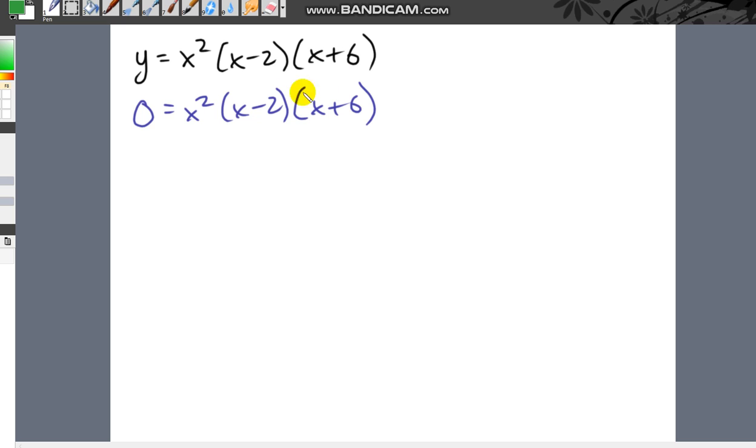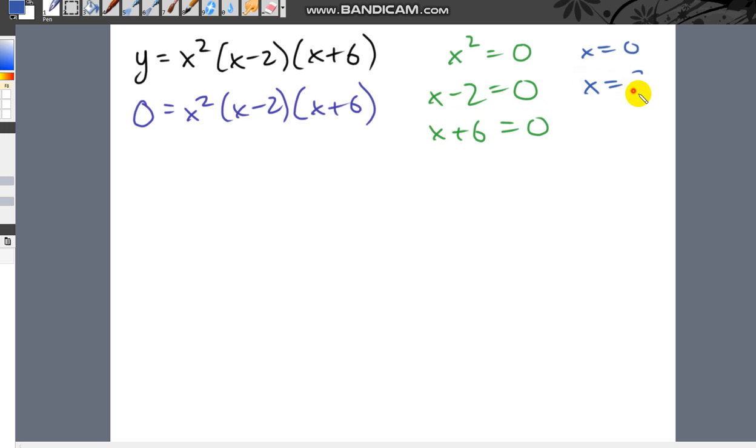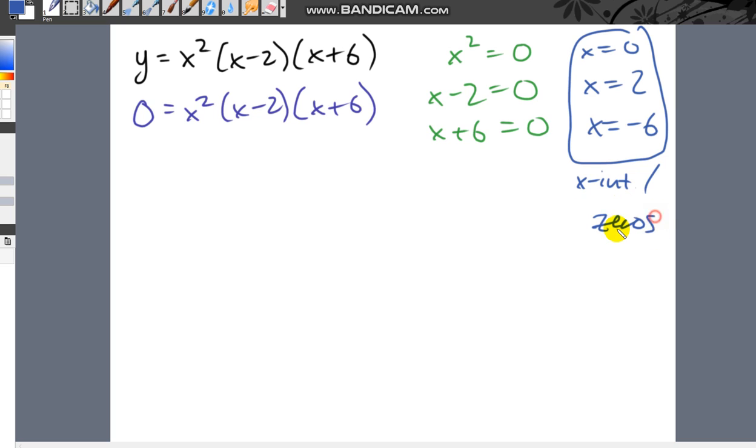If you remember how to do that, we can set each of these factors equal to 0. So we get x squared equals 0, x minus 2 equals 0, and x plus 6 equals 0. Solving for x, we take the square root of both sides to get x equals 0. Add 2 to both sides to get x equals 2. Subtract 6 from both sides to get x equals negative 6. These are our x-intercepts, or zeros. Now we're going to graph.